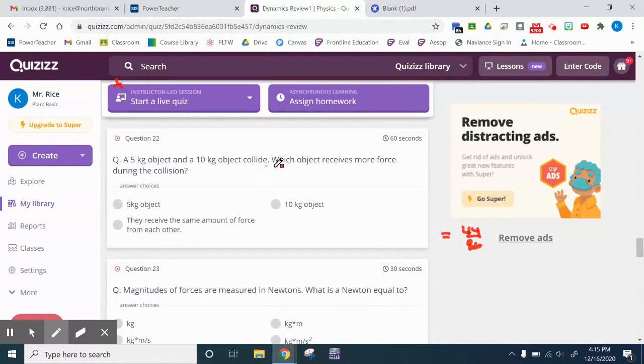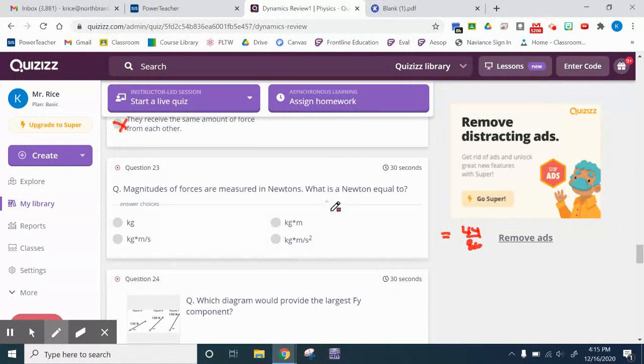5 kilogram object and a 10 kilogram object collide. Which object receives more force during the collision? Kind of a trick question. This is a Newton's third law pair. If they smash into each other, object A will put a certain force on object B, and an equal and opposite force will be applied back to object A by object B. So same amount of force. That's Newton's third law.